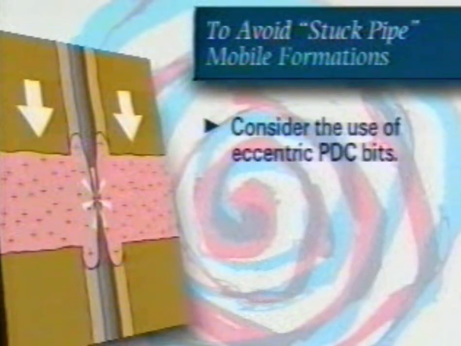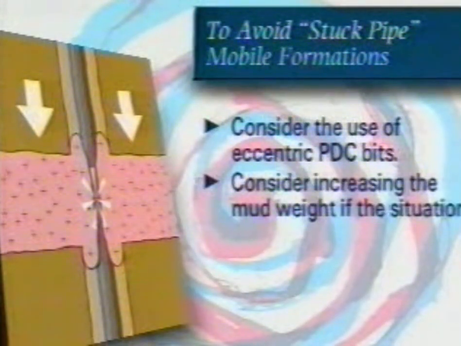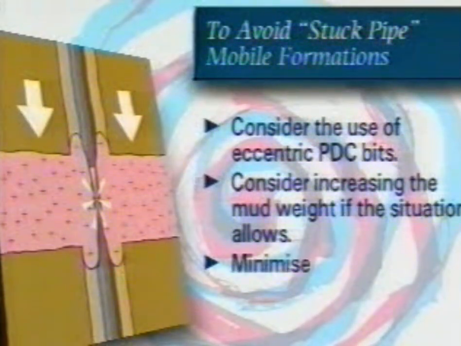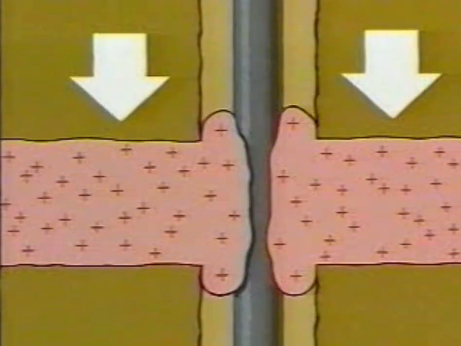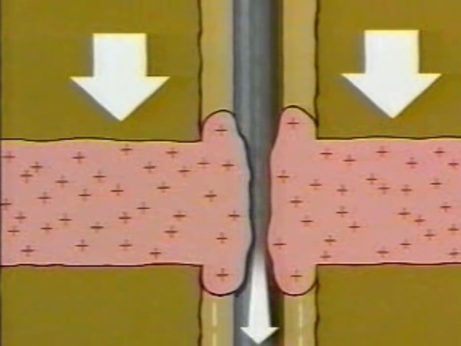Consider the use of eccentric PDC bits. Consider increasing the mud weight if the situation allows. Minimize open hole time. To free the pipe in this situation, it's important to establish or improve the circulation by applying forces gradually.